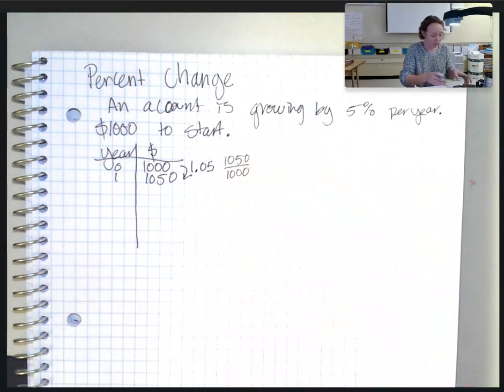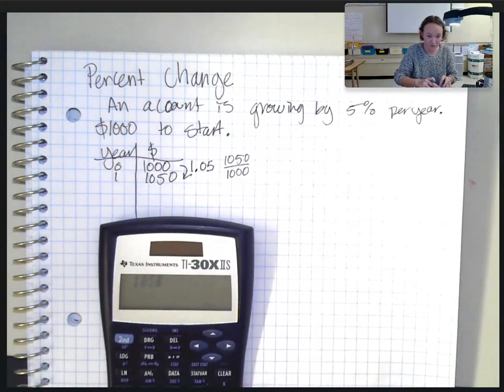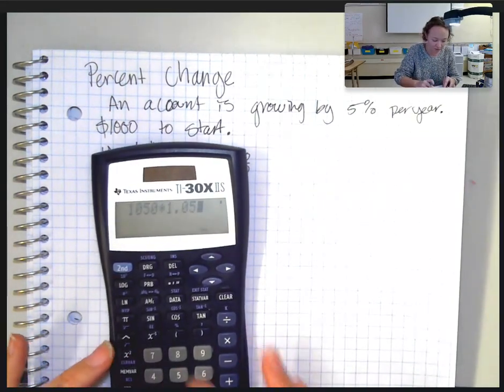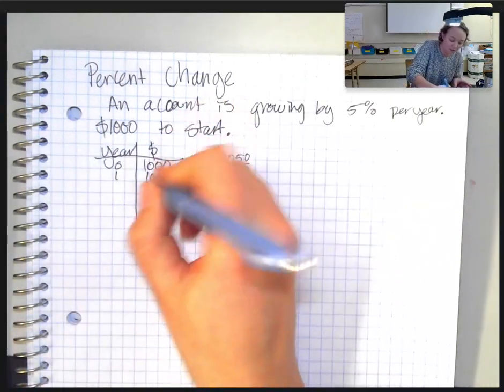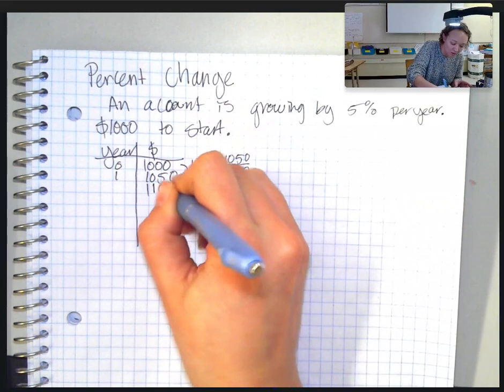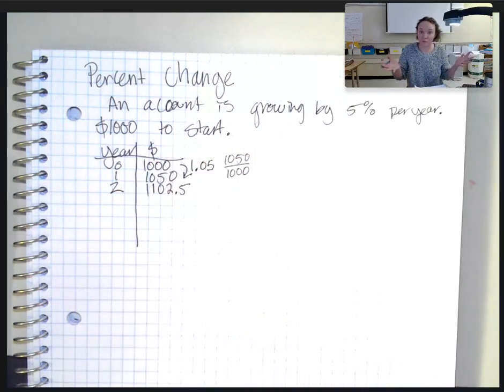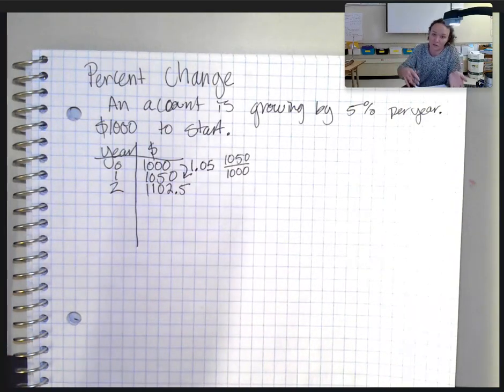So if we multiply 1,050 by 1.05, we get 1,102.50. And that should feel reasonable, right? It's a little bit more than adding on an extra $50 because we're taking that extra 5% of the 50 as well as the 5% on the 1,000.